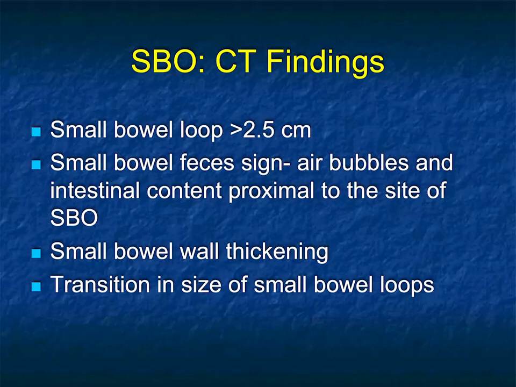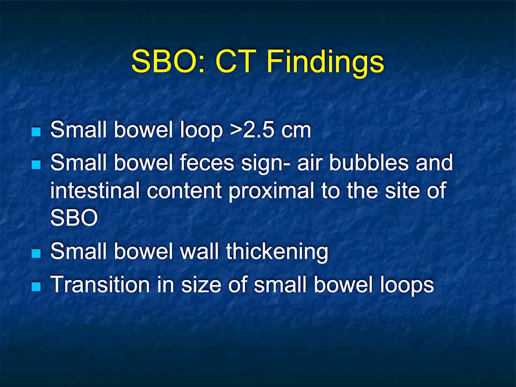When you talk about a normal bowel loop, what do you call dilated? Well, above 2.5 centimeters. We have other signs. We have a small bowel feces sign where you see air bubbles and intestinal content proximal to a site of an SBO. That's easier to show than explain, but it's a very nice sign to show you specifically where the transition is. We can see small bowel wall thickening, symmetric or asymmetric.